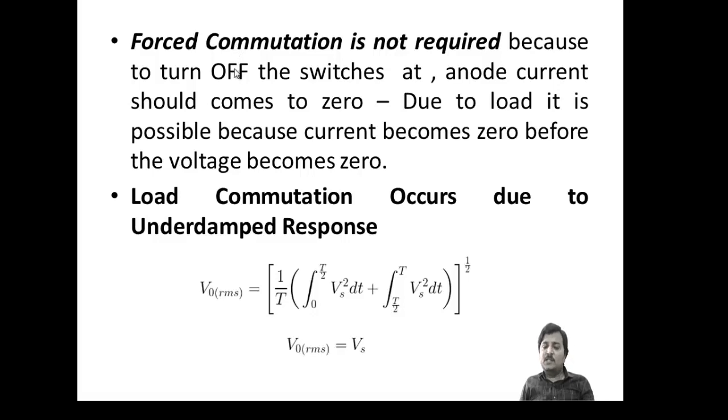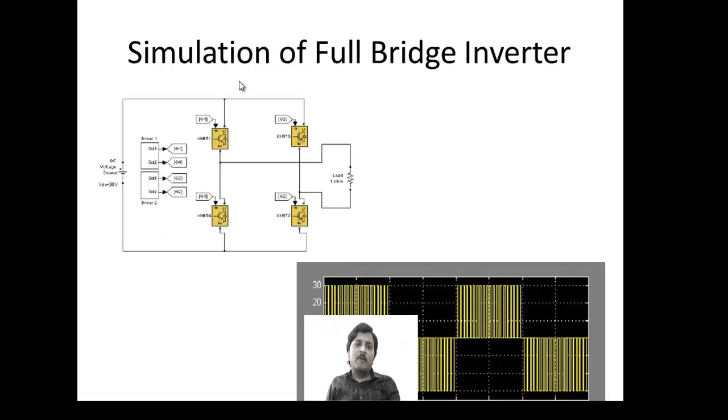Forced commutation is not required for these switches because the current value becomes 0 in every cycle. Only load commutation or natural commutation will happen in the full bridge inverter. The RMS value of the output of the full bridge inverter is Vs, whereas for the half bridge inverter it is Vs by 2.